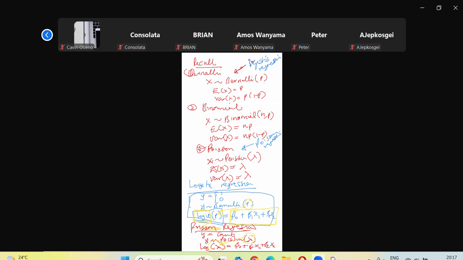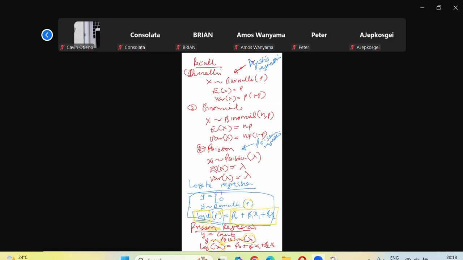Logit. What is the link function for Poisson regression? Log. I need you to remember those ones. You'll see where they are coming from, but for now, I just need you to cram them if you want to call it cramming. But in a couple of lectures, we'll be able to see why.